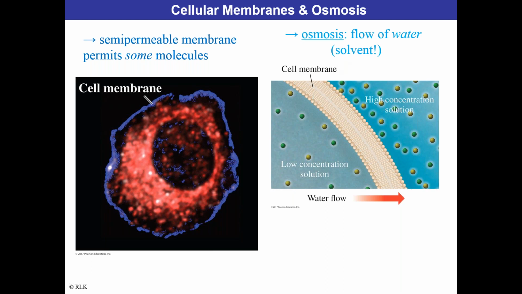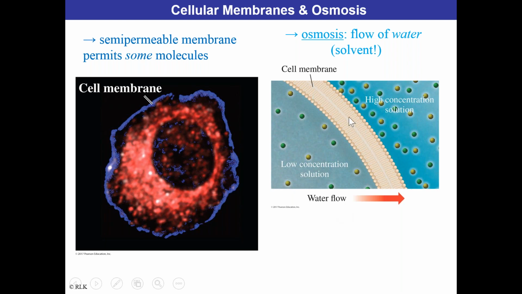Osmosis is the flow of water, okay? Why do we say water? Because that's the solvent. If we were dealing with another agent, like sodium chloride dissolved in alcohol or something, then the alcohol would be the solvent, and we'd be talking about the flow of alcohol if we were referring to osmosis.